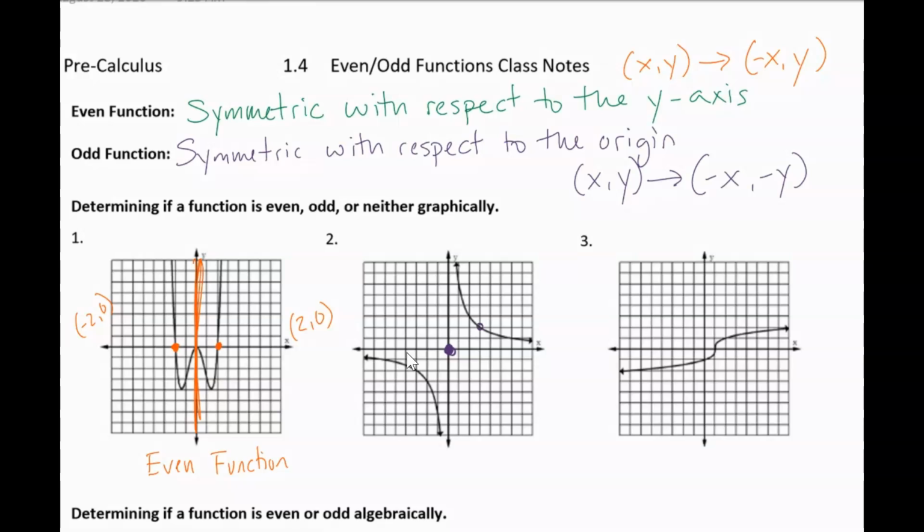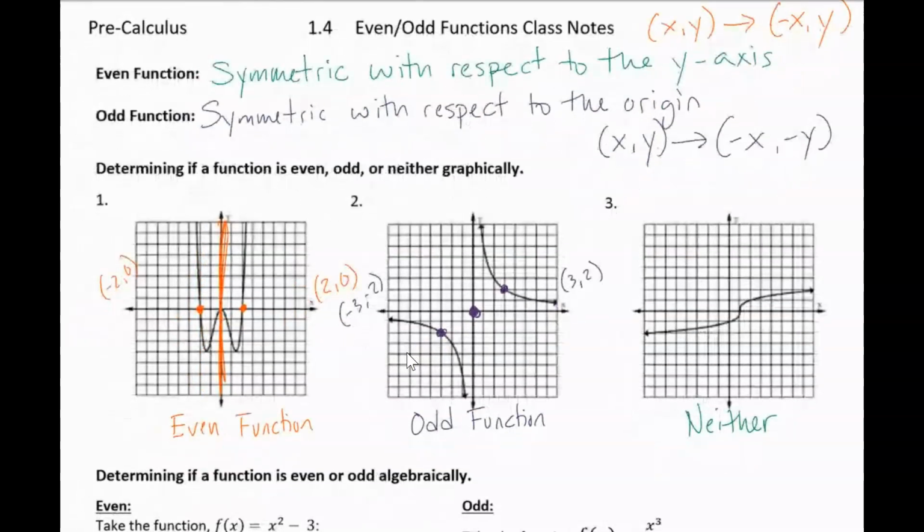So here I have the point (3, 2). That means the point (negative 3, negative 2) should also be on my graph, which it is. This is an odd function. What about that number 3? What do you think number 3 is? Neither. Yes, you are correct. It is neither even nor odd. All right, so that's how you can look at a graph and know if a function is even, odd, or neither.